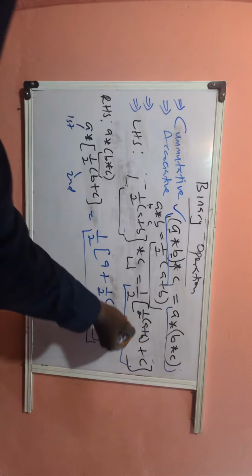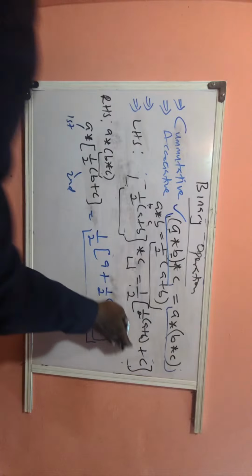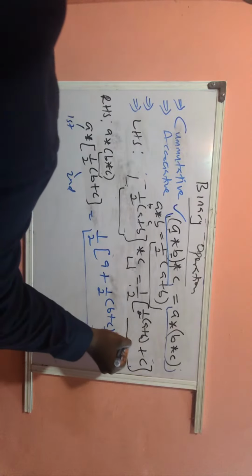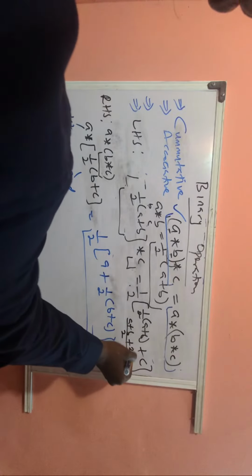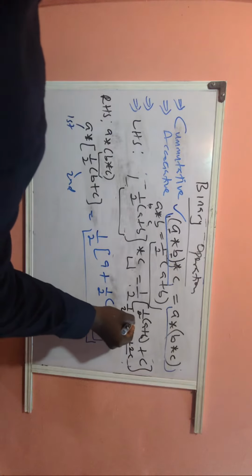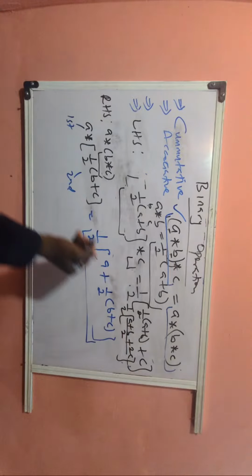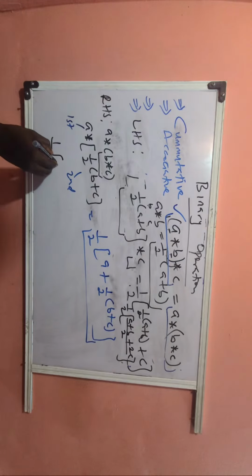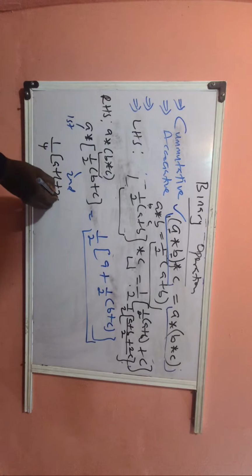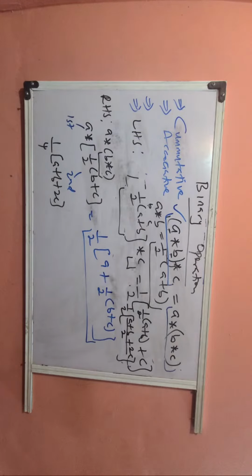1 over 2. Let me see if I can resolve it here. The LCM here will be 2. This will be A plus B plus, and this will be 2C. So if you have 1 over 2 into this, this will obviously be 1 over 4 into bracket A plus B plus 2C. This is just LCM and the understanding of LCM.